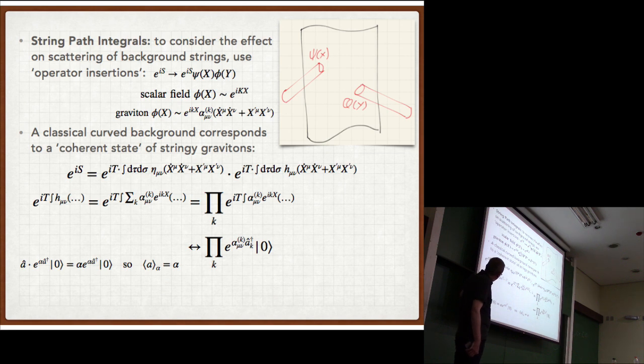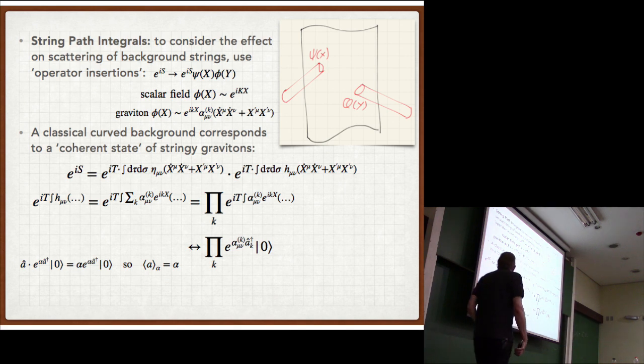A coherent state is defined to be a state which is an eigenstate of the annihilation operator. The annihilation operator is not Hermitian, so it's not going to have real eigenvalues. Okay? But it's an eigenstate. There are reasons, particularly in quantum optics, why this is an interesting kind of state to think about. But just take it.